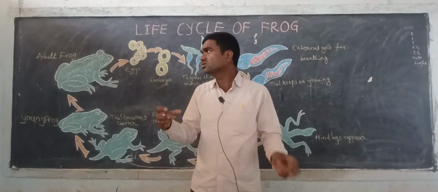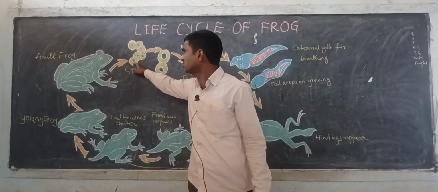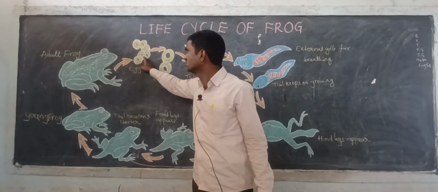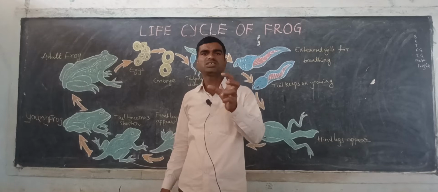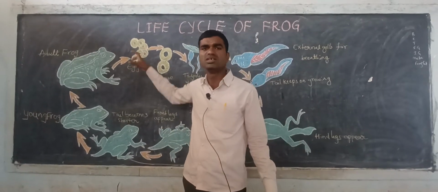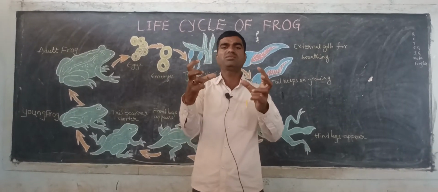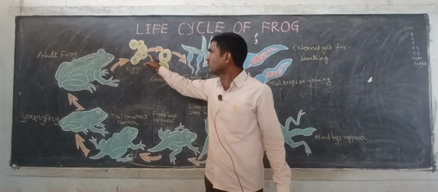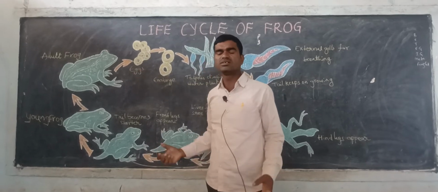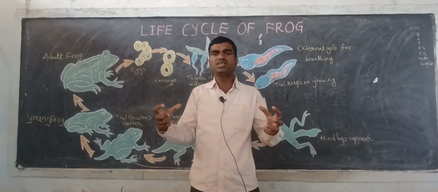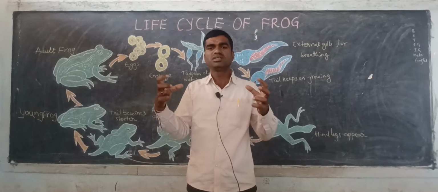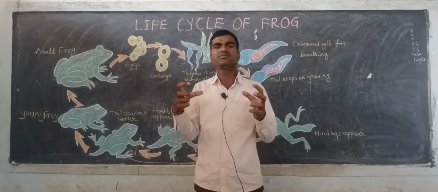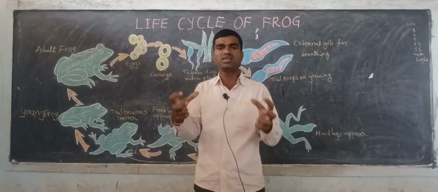When the eggs are released into the water, each has a small round structure with a central nucleus and a surrounding gum-like region. The mass looks like a bunch of grapes, and this is called the egg stage. They are released on stagnant water, approximately in June and July, during the rainy season.